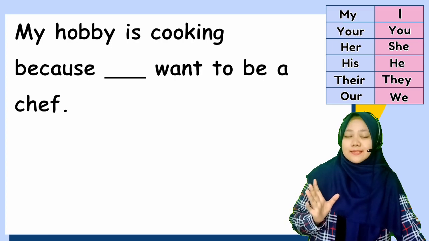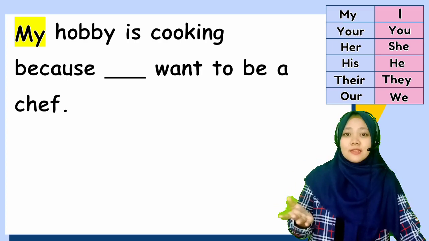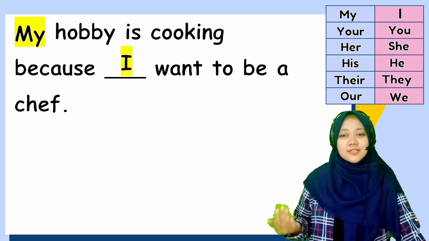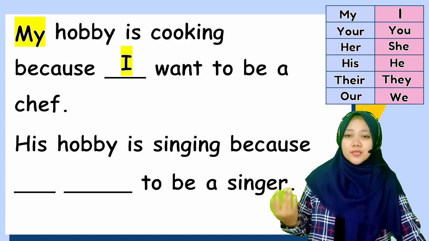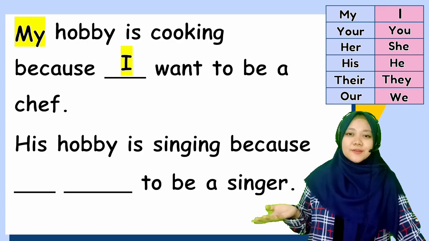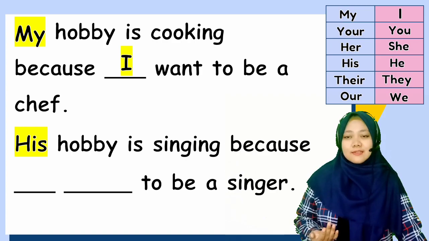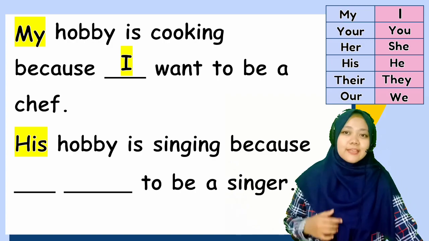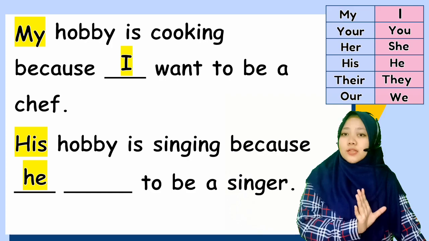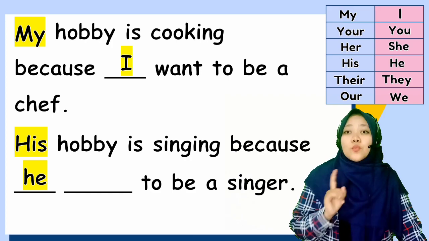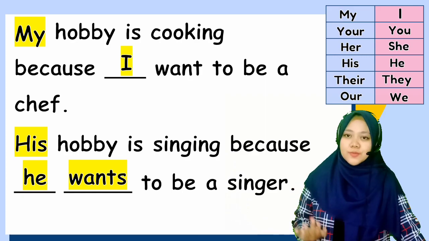Okay, look. My berarti kata gantinya, berarti my itu adalah kata ganti dari subjek apa? I. Good. My hobby is cooking because I want to be a chef. His hobby is singing because blank to be a singer. His adalah kata ganti dari subjek he. Good. Nah, kalau misalnya he, kita gunakan want tanpa s atau wants. Good job. His hobby is singing because he wants to be a singer.